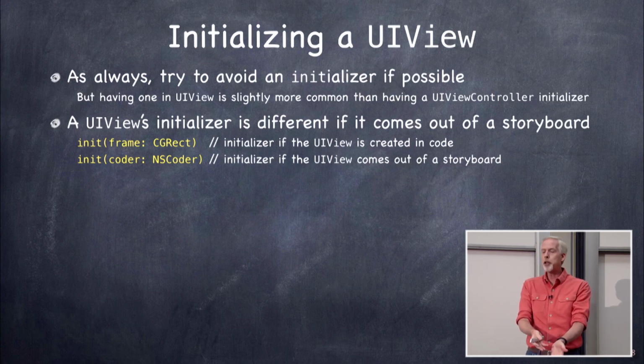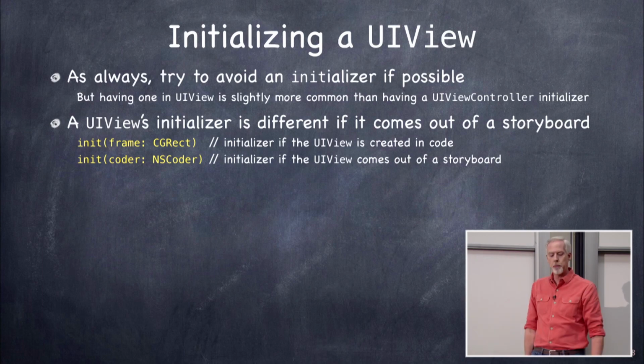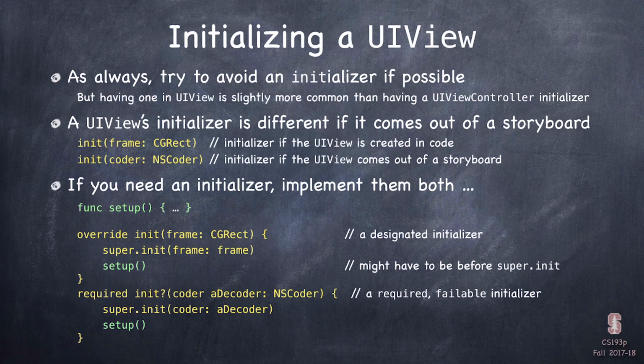The coder, NS coder, is a protocol that handles this mechanism of freeze-drying what's in Interface Builder and then resurrecting it when your app runs. So you have to implement both of these. The reason is that init with frame is a designated initializer, so if you ever create a view from code, it's going to have to be there. And init with coder is a required initializer because it's part of a protocol that UI view implements, this NS coder protocol. You remember, if you implement a protocol and it has an init in it, it's required. So you'd have to implement them both.